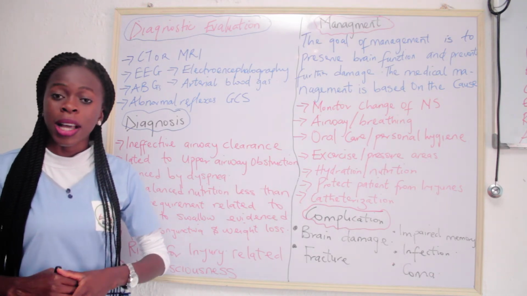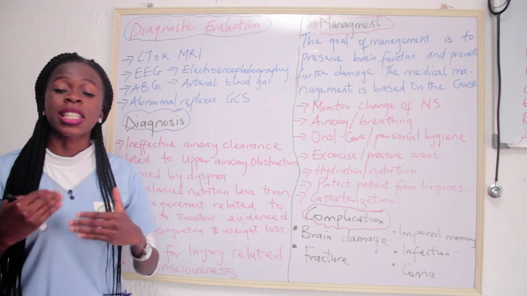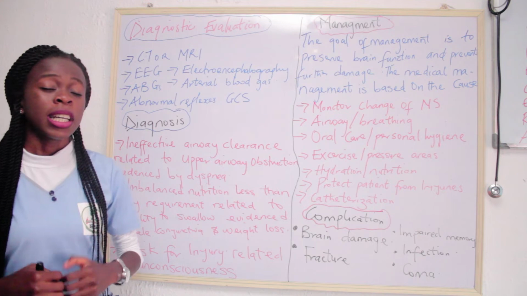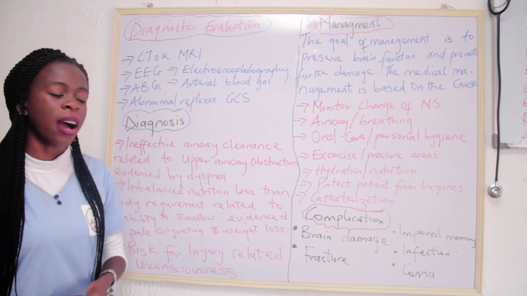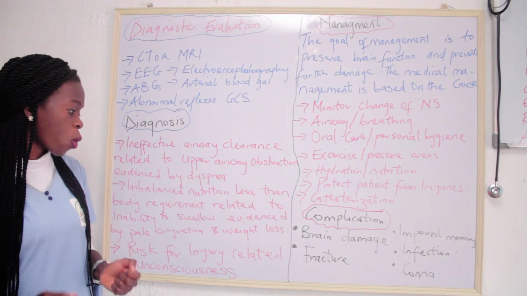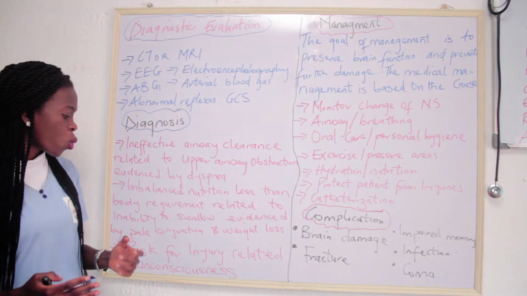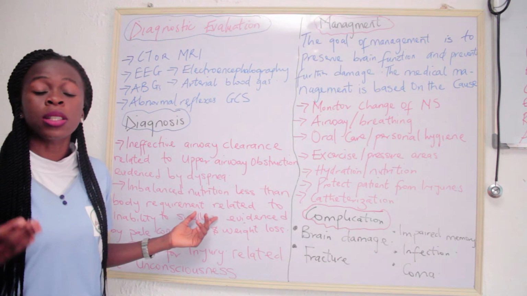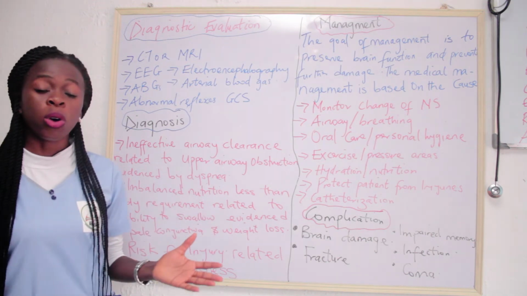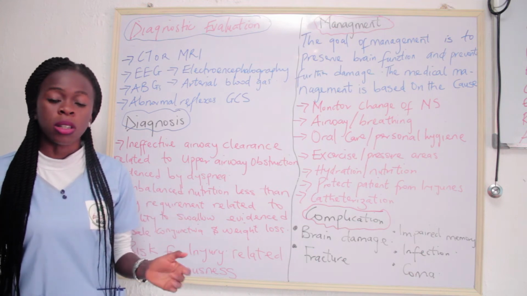Ineffective airway clearance can also be related to secretion, excessive secretion coming out. Then the second nursing diagnosis we have here is imbalanced nutrition, less than body requirements, related to inability to swallow, inability to take in food, dysphagia, evidenced by pale conjunctiva or weight loss.